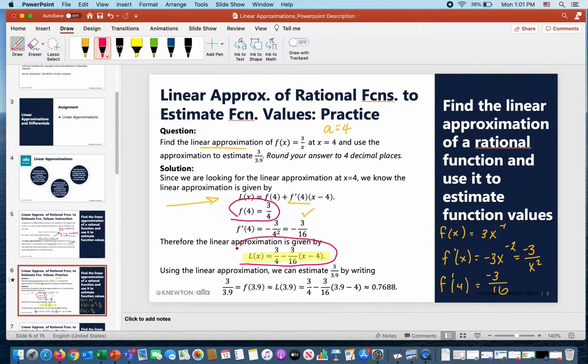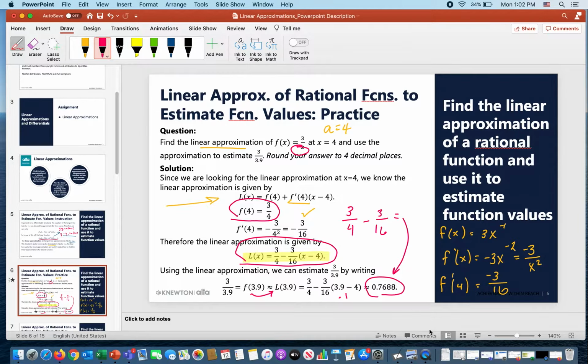Now we can estimate 3 over 3.9 if we plug 3.9 in as x. We're going to plug that into our linearization. So we're going to have 3/4 minus 3/16 times 3.9 minus 4. You're probably going to work on the calculator a little bit, especially since you're looking at these decimals. 3.9 minus 4 is negative 0.1. And so on the calculator, you're going to type 3/4 minus 3/16, and that's where we're getting this decimal value.